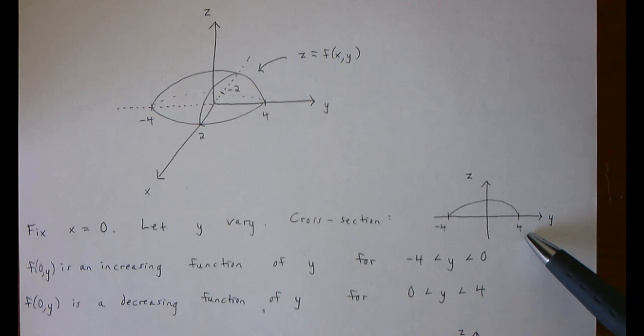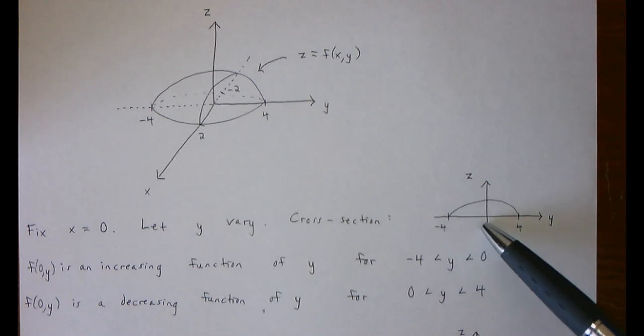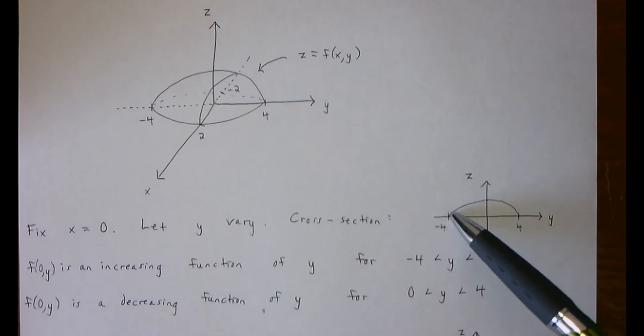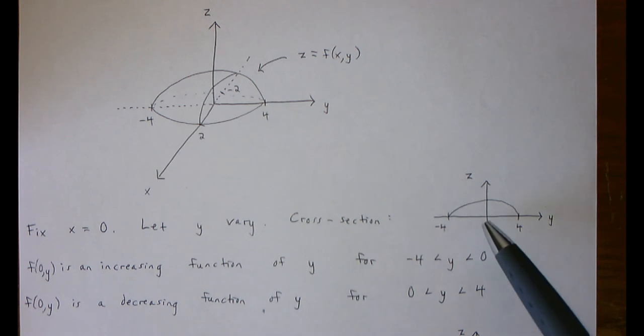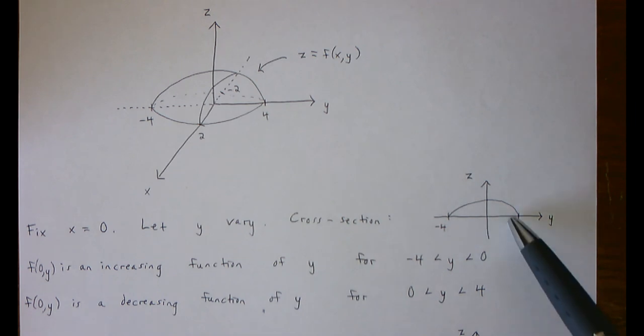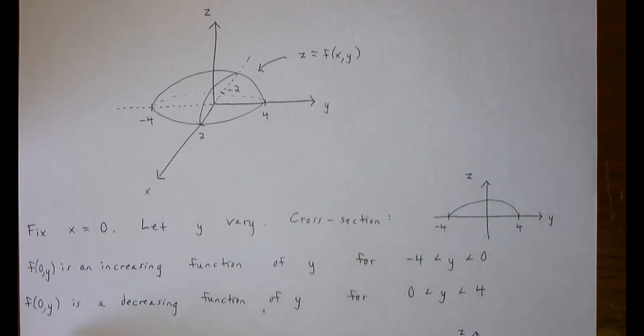And what you see is as y goes from -4 to 0, the outputs z are increasing. So we would say that f(0, y) is an increasing function of y for y between -4 and 0. And notice as y increases from 0 to 4, the outputs z are decreasing, so we'd say f(0, y) is a decreasing function of y for y between 0 and 4.